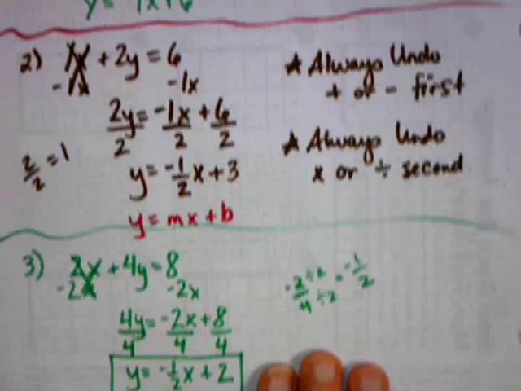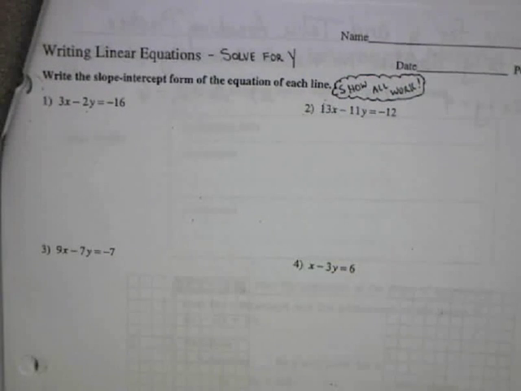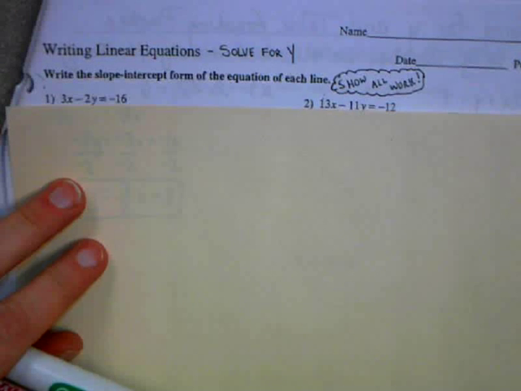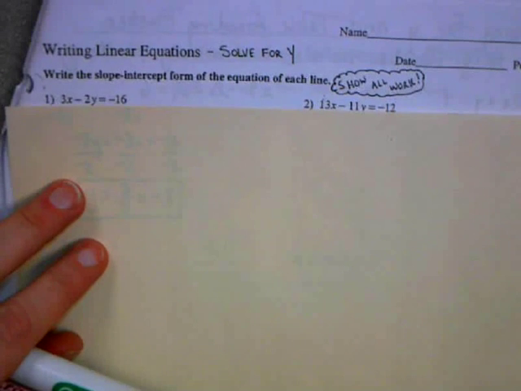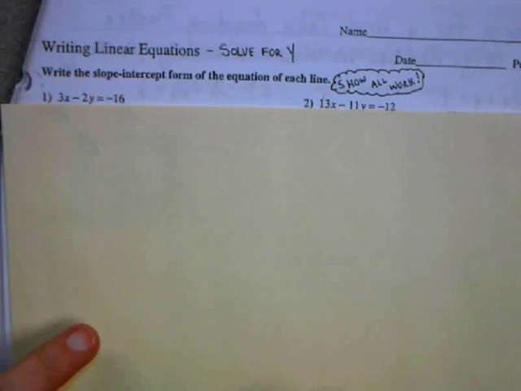All right, so flip to the next page of your packet. Each one of these, you're going to have to get y by itself. Okay, so we will do number 1 together. Actually, what I'm going to do is I'm going to have you pause the video. I want you to try number 1 and then come back and see if you got it correct. Okay, your problem should already be done on the paper, and we're going to check it right now.